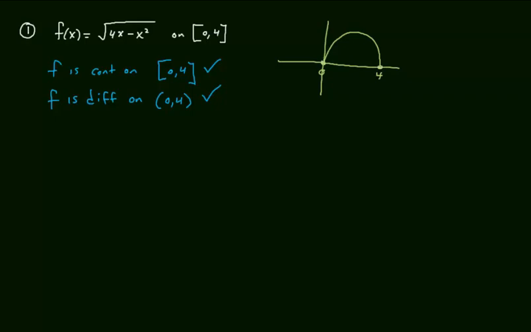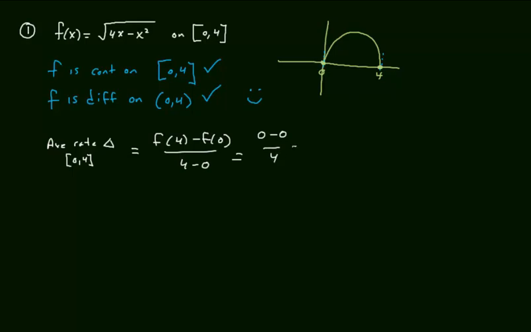You might note that at these endpoints we have vertical tangents, and because they're vertical tangents they're not differentiable, but luckily the theorem says it only has to be differentiable on the open interval. Yay! Now I'm going to find the average rate of change on 0 to 4. So that's f of 4 minus f of 0 all over 4 minus 0. And that comes out to be 0 minus 0 over 4, which is equal to 0.